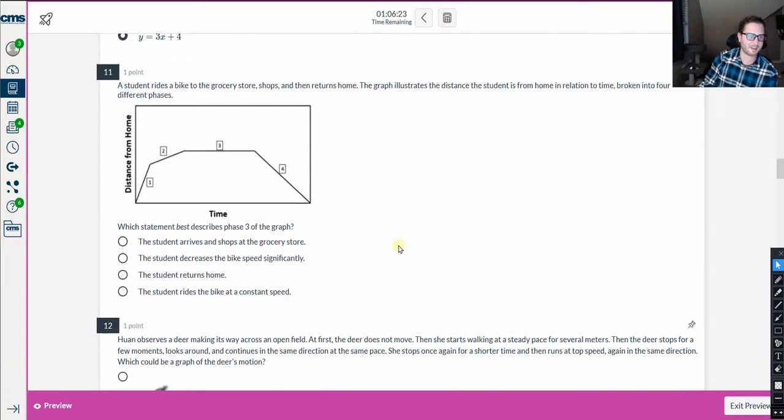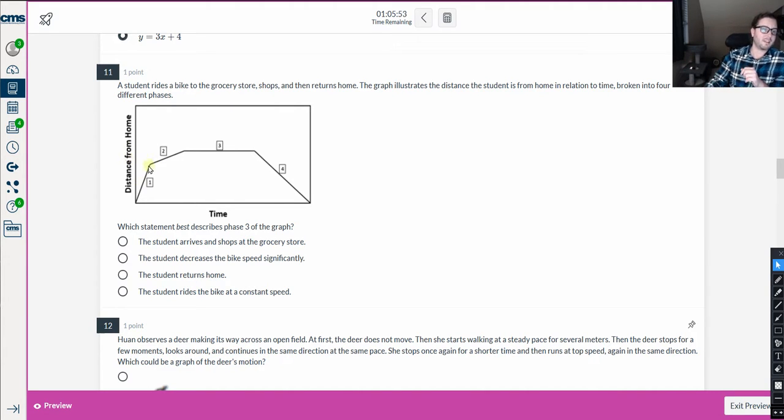For number 11, a student rides his bike to the grocery store, shops, and then returns home. The graph illustrates the distance the student is from home in relation to time, broken into 4 phases. We can see here, in phase 1, his distance from home is increasing quickly, while time is not increasing very quickly. So phase 1, he's moving pretty fast from home. He might be going downhill, he might just be in a rush.